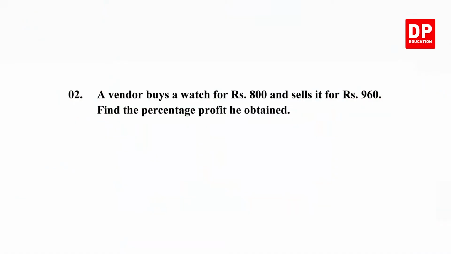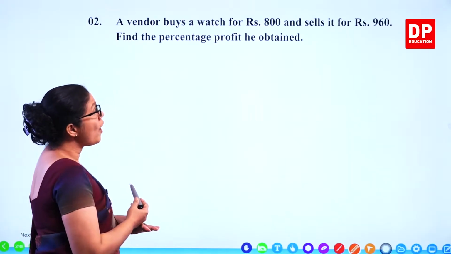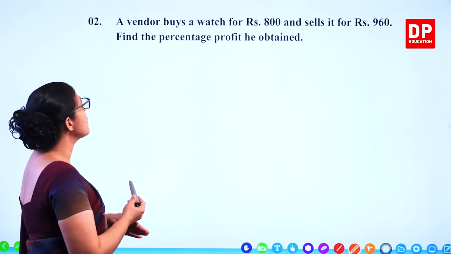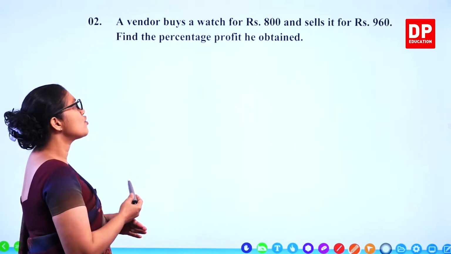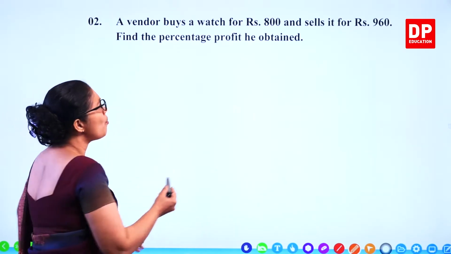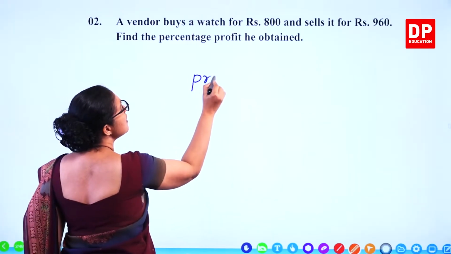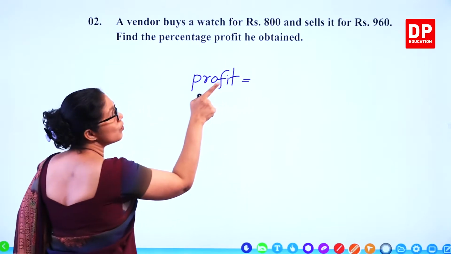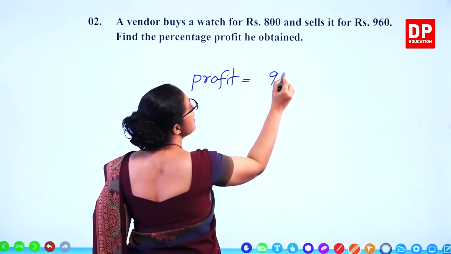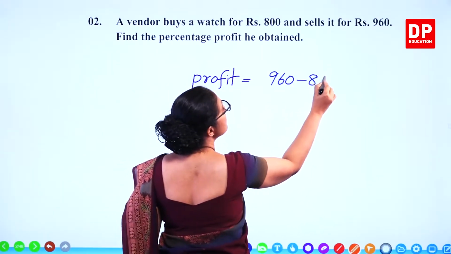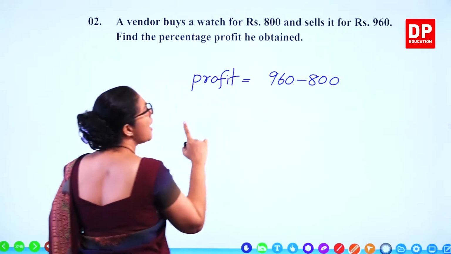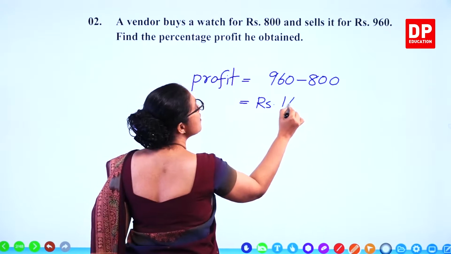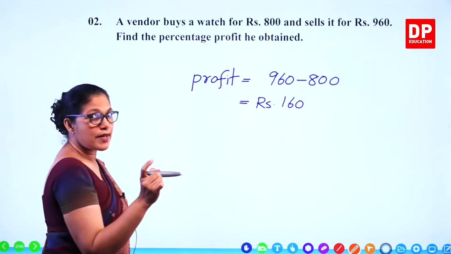Question number 2. A vendor buys a watch for 800 rupees and sells it for 960 rupees. Find the percentage profit he obtained. So what is the profit he got? 960 minus 800, selling price minus buying price. So you get 160 rupees as the profit.